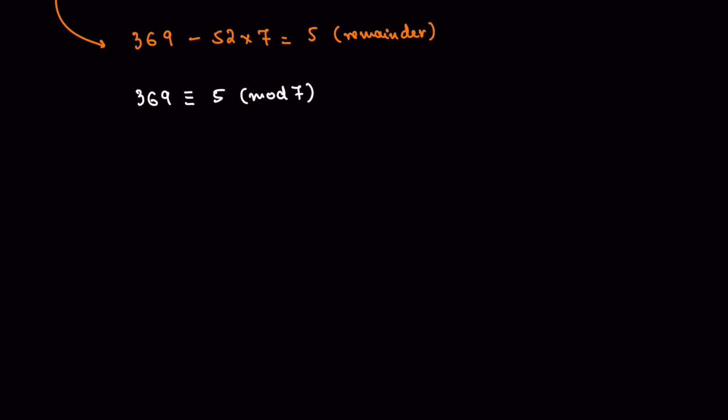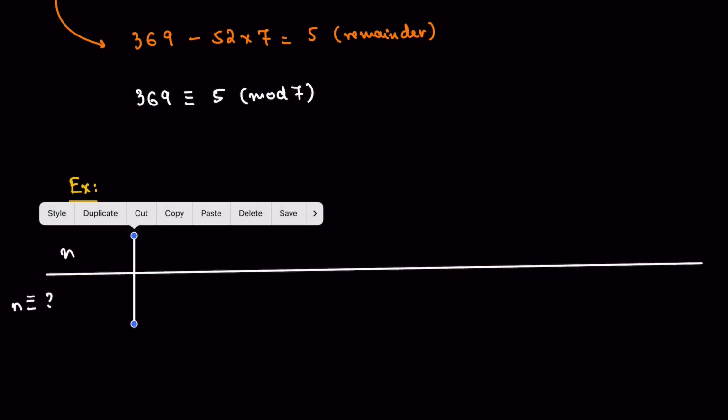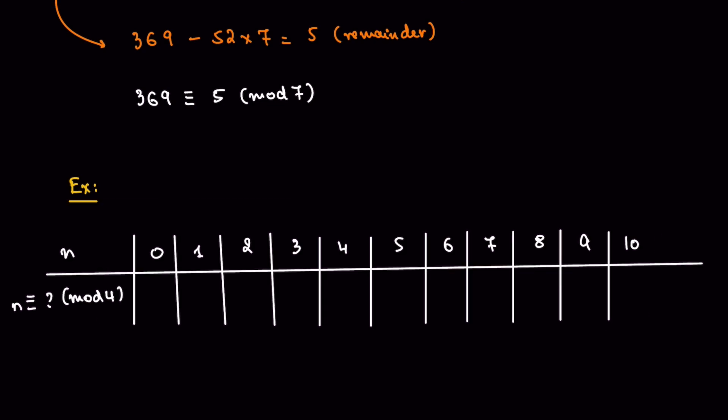Now, in the next example, I could ask you to fill out the information in the following table. That is, I want to determine what each number is congruent to mod 4. So let's consider the following example. I'm going to set up the table here. So I have 10 different numbers here, and I want to determine what each number is congruent to mod 4. So what you do for each number is take that number, divide it by 4, and look for the remainder.